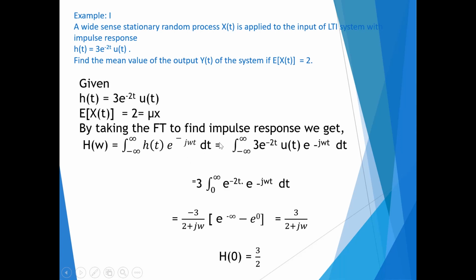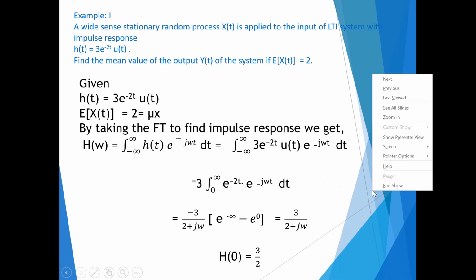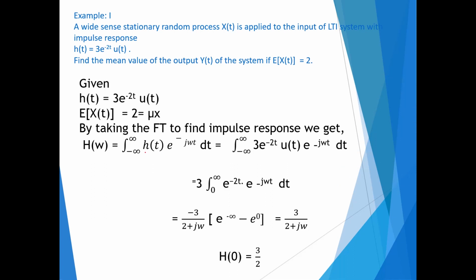Now we can rewrite this. We have this h of t, that is nothing but 3 e raised to minus 2t u of t. So we can write this, and then from the given equation, e raised to minus j omega t dt. Now we can change the integration limits: 3 into the integral from 0 to infinity of e raised to minus 2t times e raised to minus j omega t dt.